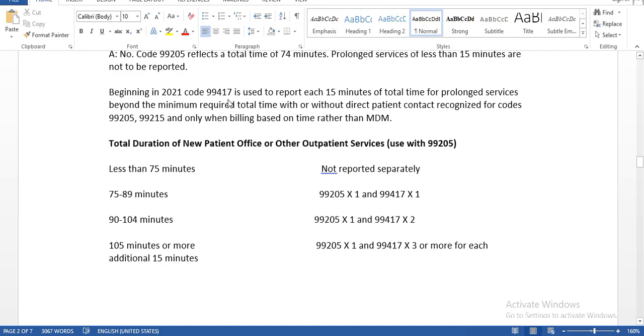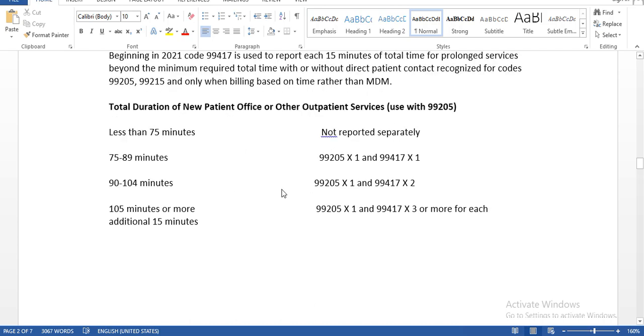So beginning in 2021, code 99417 is used to report each 15 minutes of total time for prolonged services beyond the minimum required total time, with or without direct patient contact, recognized for codes 99205 and 99215, and only when billing based on time rather than MDM. So whenever we count time for the E&M code using time, we can use this one. We will not use 99417 while using MDM.